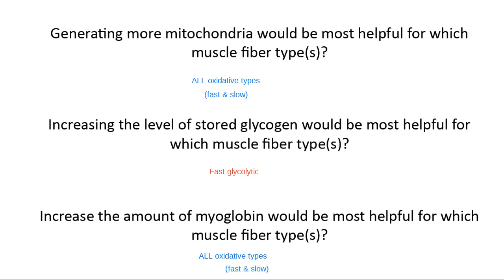Jacqueline, you're totally right. You were overthinking it. The goal of these questions is to be straightforward. If we know who uses mitochondria, who uses glycogen, and who uses myoglobin, we can totally answer this question. It's just extending what's already there. What they already have, give them more. They'll be able to work even better.